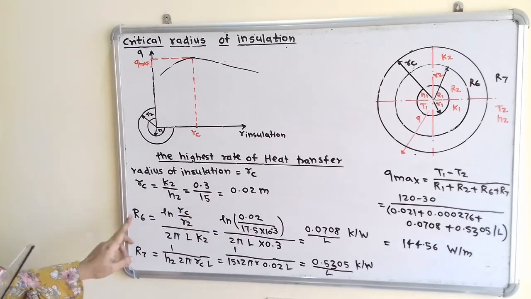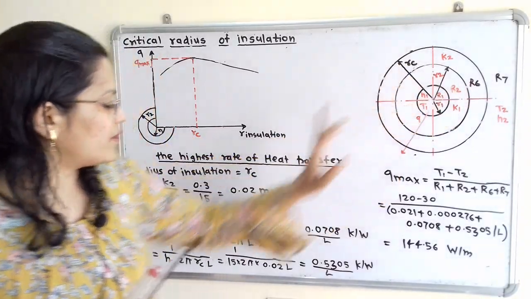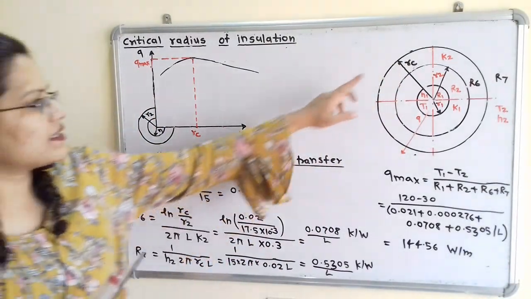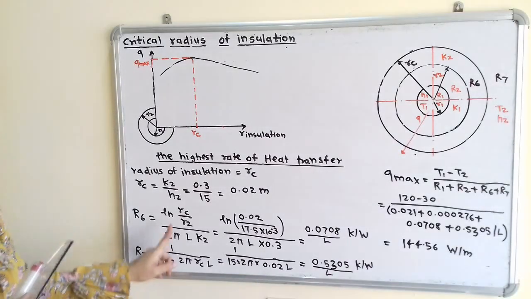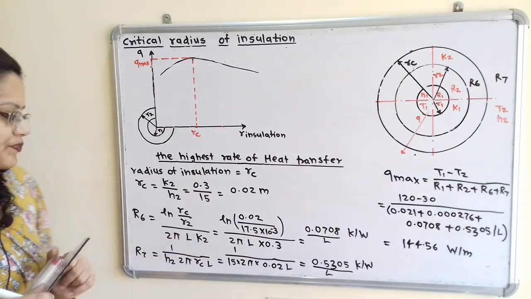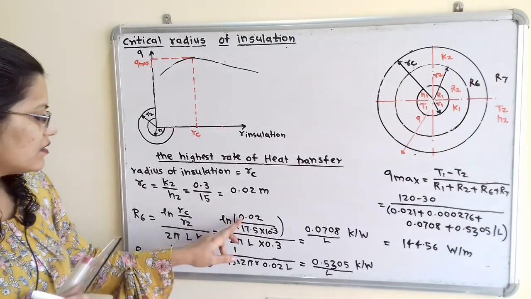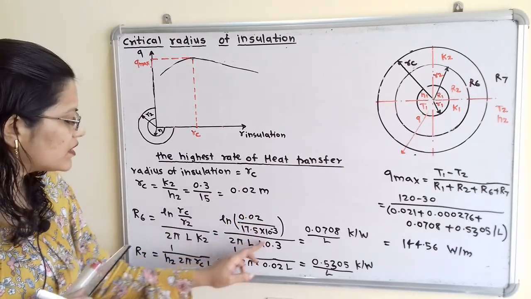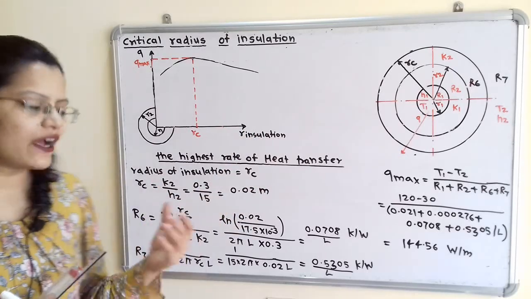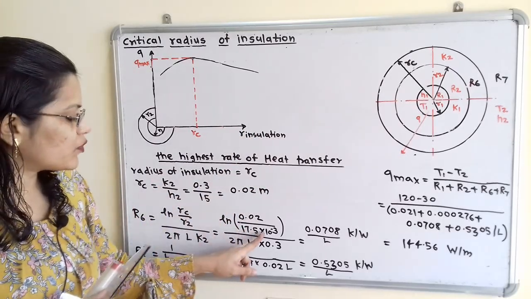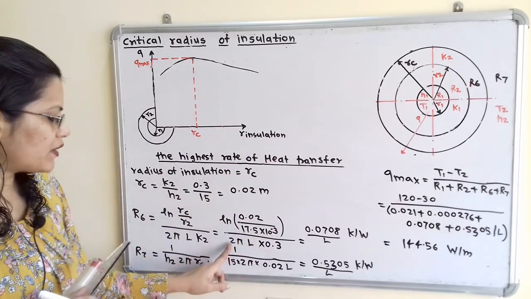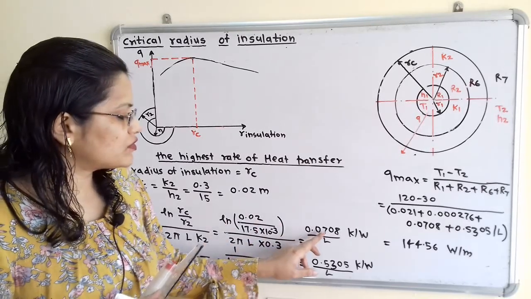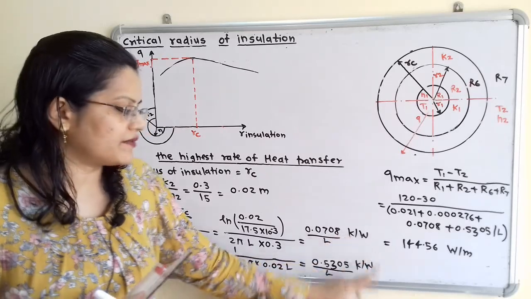Now R6 is equal to ln of RC by R2 divided by 2 pi L K2. So ln of 0.02, a value we have to take in meter, and in the denominator R2 also in meter, that is 17.5 times 10 raised to minus 3, divided by 2 pi L into 0.3. When we solve this we get 0.0708 by L Kelvin per watt.